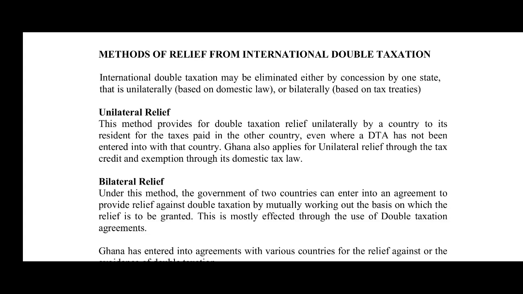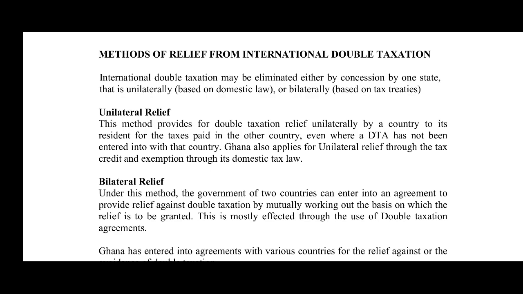Okay, so in this session, we'll be looking at the methods of relief from double taxation. So we all know that international double taxation may be eliminated either by concession by one state, that is unilaterally, or based on their domestic law, or what we call bilaterally, based on their tax treaties. Now, we have two main ways in which we relieve double taxation: by way of our domestic laws or by DTAs, or what we call tax treaties.